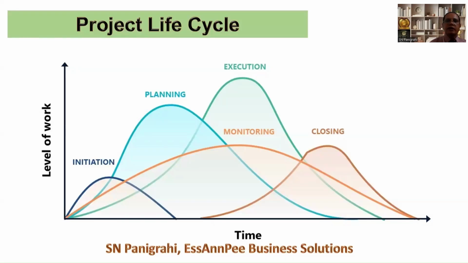For any project, we have the life cycle. The life cycle is the progression of the different phases of the project, from the start of the project till the end of the project. Some of the phases may be overlapping. One observation we have to make is that the monitoring and controlling phase starts from the initial stages and continues till the end of the project.